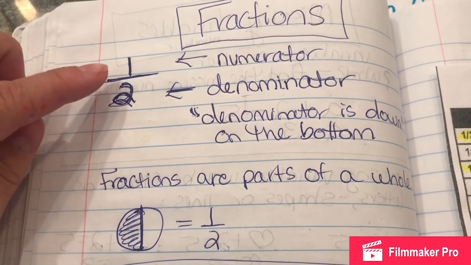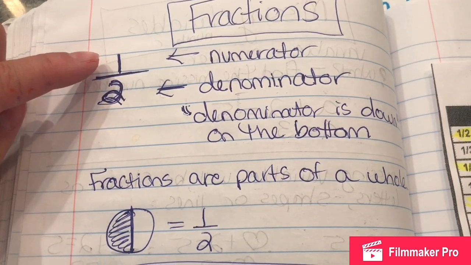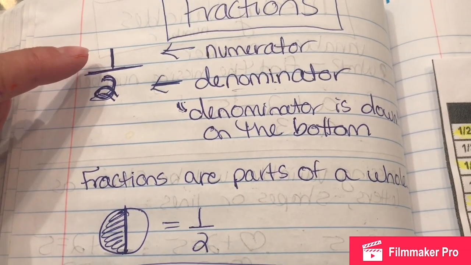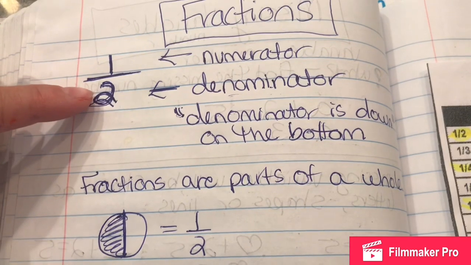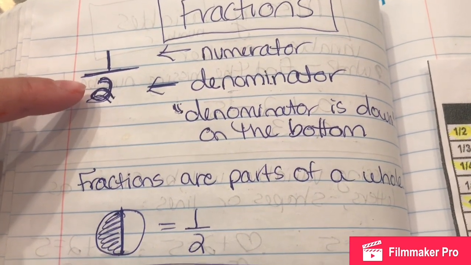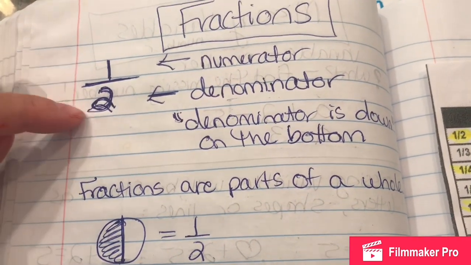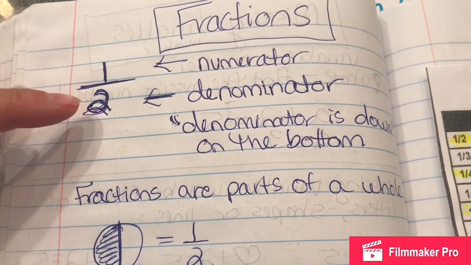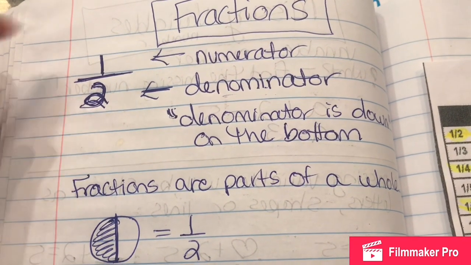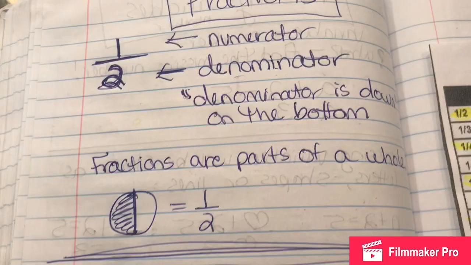The top number is a numerator, and that represents how many parts of that whole you are talking about. The bottom number is a denominator, and that is how many pieces are in the fraction, like how many slices in the pizza or how many pieces of the candy bar. That's just a quick introduction.